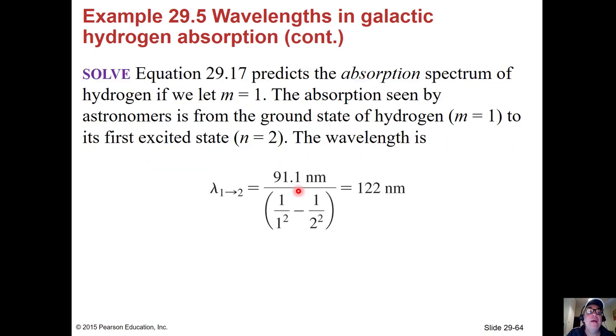Okay. So we can take a look at the new formula that we just had, going from 1 to 2. This equation predicts the absorption spectrum of hydrogen if you let m equal 1. The absorption spectrum seen from astronomers is from the ground state of hydrogen, m equal to 1, to the first excited state, n equal to 2. So we can put the numbers in here, 1 and 2. Be careful, this is nanometers. Solve for it and you get 122 nanometers. Again, that's not in the visible spectrum, but this is ultraviolet. This is the wavelength that you would see, or you wouldn't see.